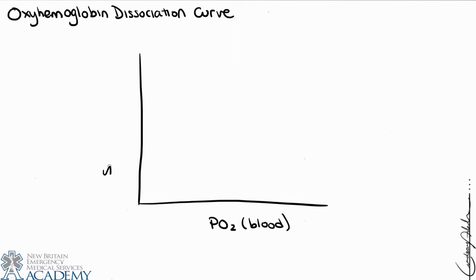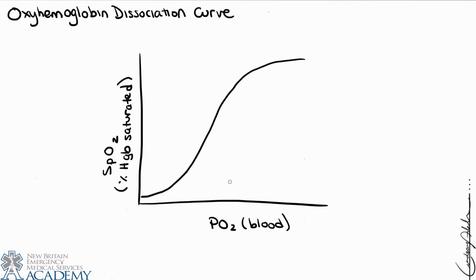And on this particular graph, in the horizontal direction, we have PO2, the partial pressure of oxygen in the blood. And then on the y-axis, we have SpO2, which is the percent of hemoglobin that's saturated with oxygen. And so I just want to make a quick point about X versus Y. The X-axis contains the independent variable, and the Y-axis contains the dependent variable. So that means that the SpO2 depends on the PO2. So as the PO2 changes, the SpO2 changes accordingly.